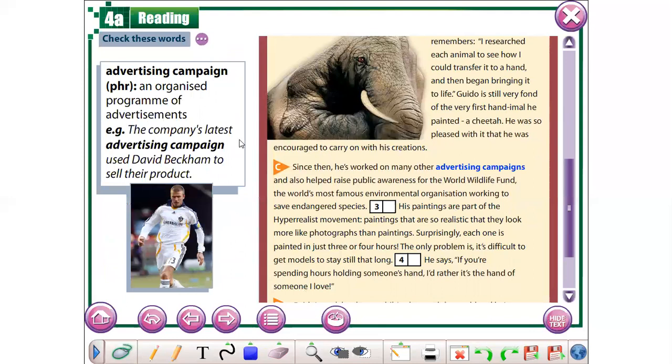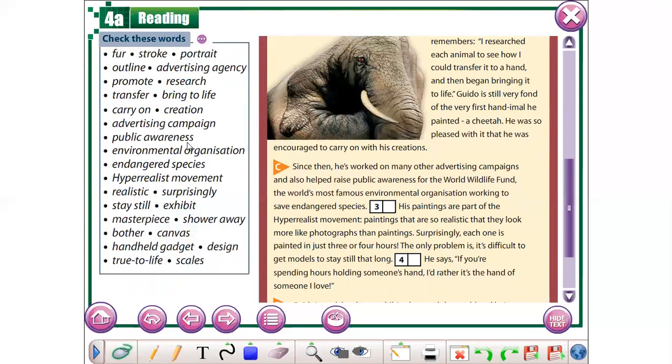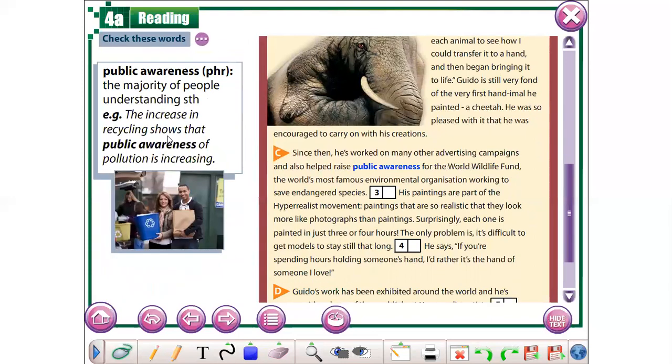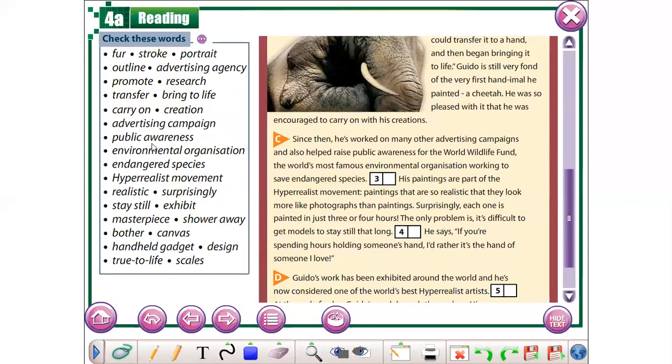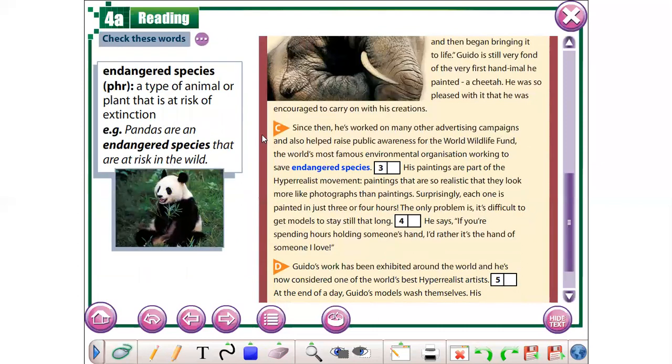Advertising campaign: an organized program of advertisement. Una campaña para anunciar algo. Public awareness: the majority of people understanding something, okay? Environmental organization: an organization that seeks to protect the environment. Environmental organization, una organización ambiental, en pro del ambiente. Endangered species: a type of animal or plant that is at risk of extinction. Endangered species, especies en peligro de extinción.